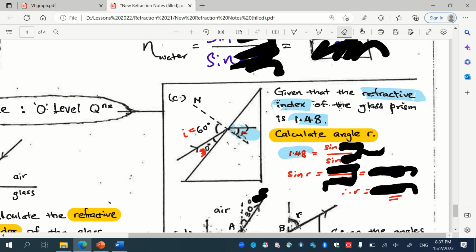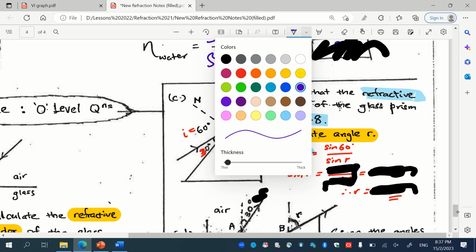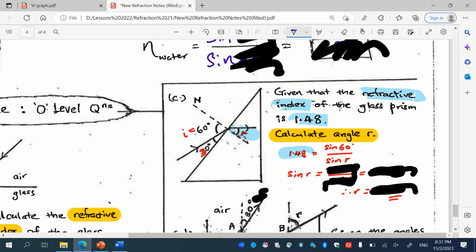So how would you put it? Do you put sine 60 over sine R or sine R over sine 60? Remember, it will be big angle on top, small angle below. So it's sine 60 over sine R. Now the next part of the job is to bring the unknown up to the left hand side. Unknown, bring up. The known, bring down. Then you'll be able to tell very quickly.